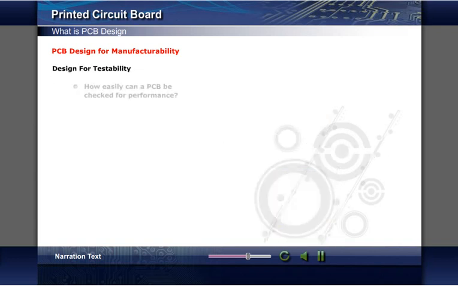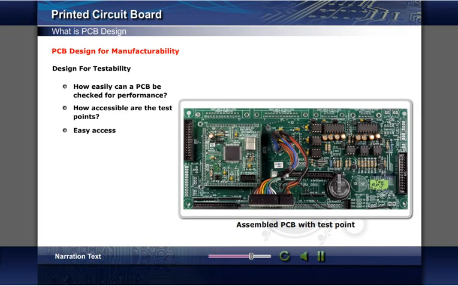Next term is DFT, design for testability. Testability defines the ability to test a manufactured PCB quickly and accurately. Testing is required at different stages, such as assembled PCB, PCB as a part of a module, and as a final product. It is also required during servicing and maintenance. Design for testability implies easy access to test points for connecting test equipment. The test process is finalized during PCB design. Appropriate test points are brought to proper locations and connected.